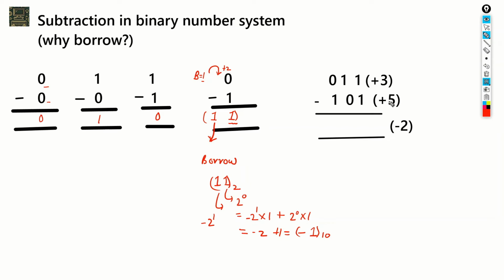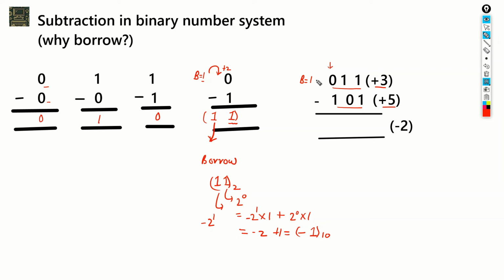If I am subtracting 5 from 3, how do I represent plus 3 in binary? This is nothing but 0, 1, 1. How to represent plus 5 in binary? This is 1, 0, 1. Okay, why I have used this bit 0 here? Because I need to equalize the number of bits in both the numbers. Now, if I subtract here, since plus 3 is less than plus 5, then I need to take the borrow.